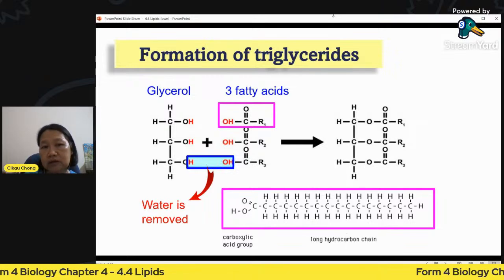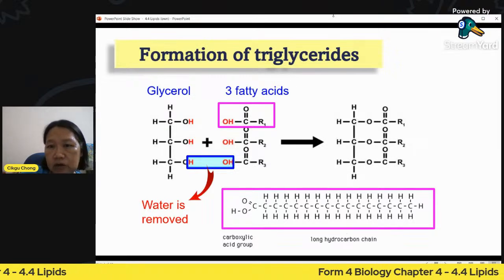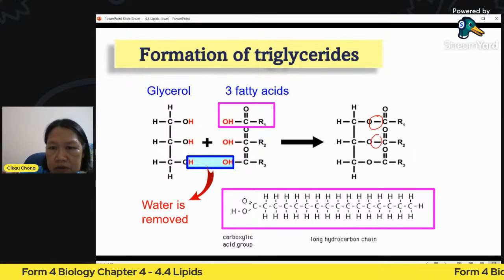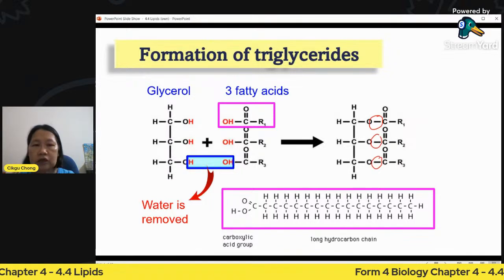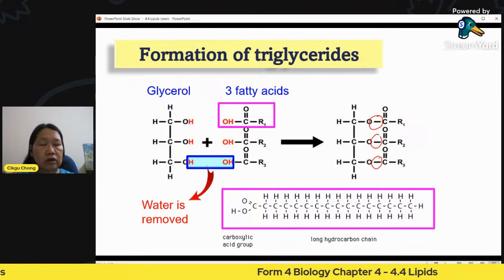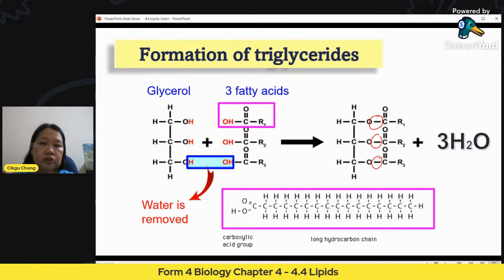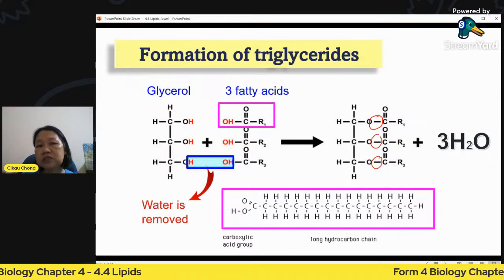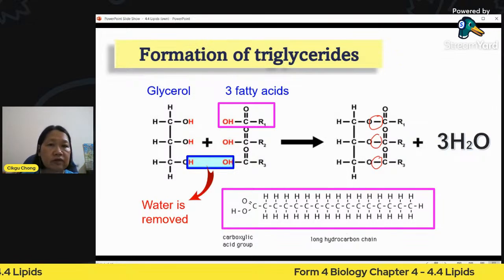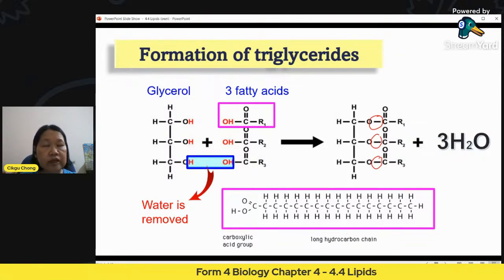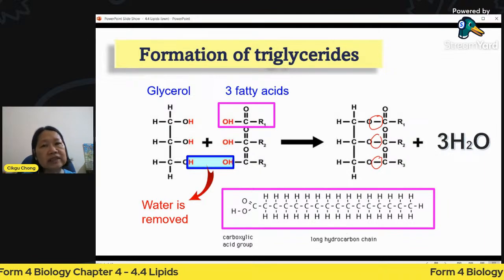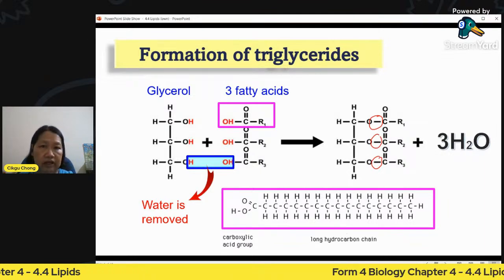For every bond, you find there are three bonds here. Let me show you this. Here, there's one bond here, two bonds here, and three bonds here that are formed. So for every bond, one molecule of water is removed. Therefore, you need to remove three molecules of water before you can form your triglyceride. This process is known as condensation, just like what you've learned for protein, the formation of amino acids into protein, and also the formation of disaccharide and polysaccharide.